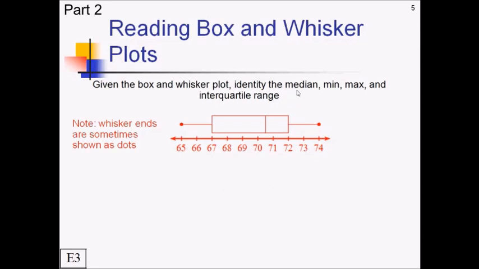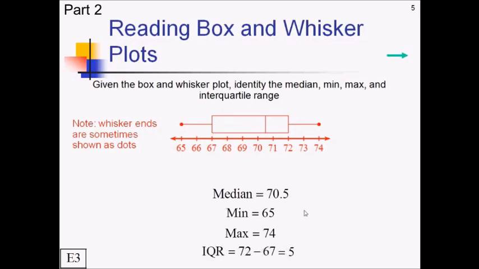So the median, that's just that middle box number, which is 70.5 in this case, or appears to be. And then the min is the left whisker end, that's 65. The max is the right whisker end of 74. And the interquartile range, or IQR for short, that's just going to be the box numbers, the distance between the ends of the box here, so 72 minus 67, which gives us an IQR of 5.